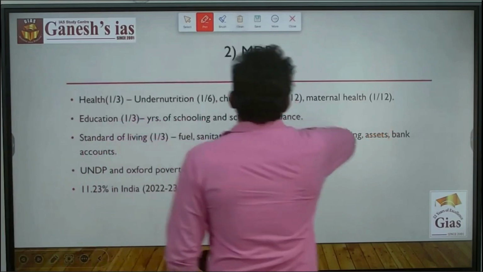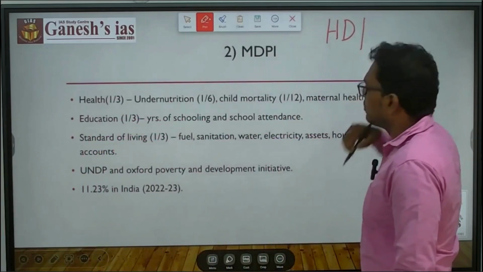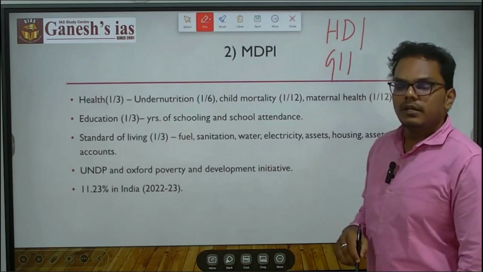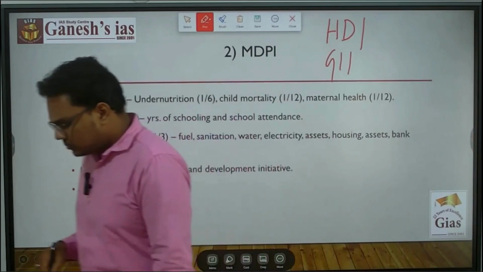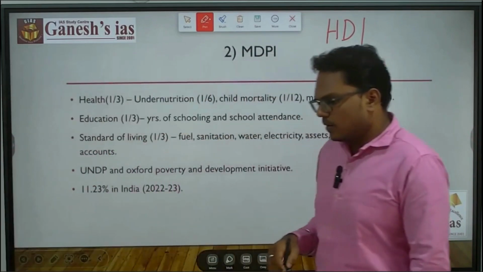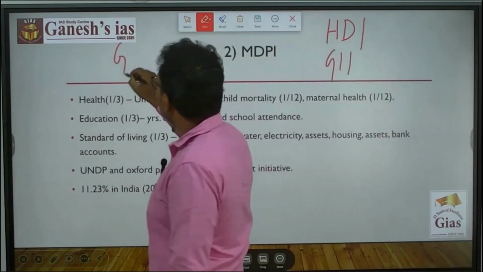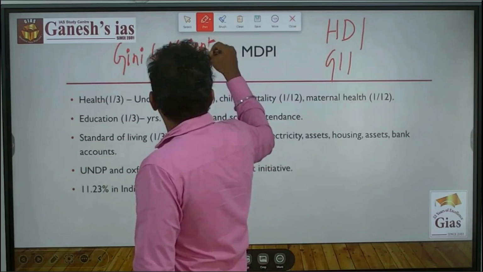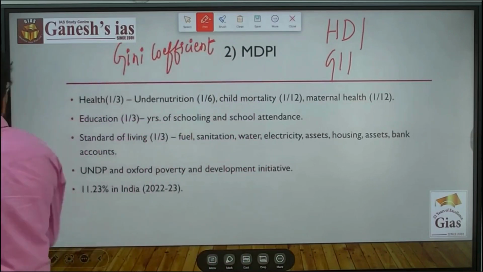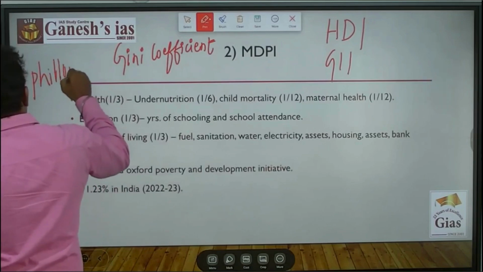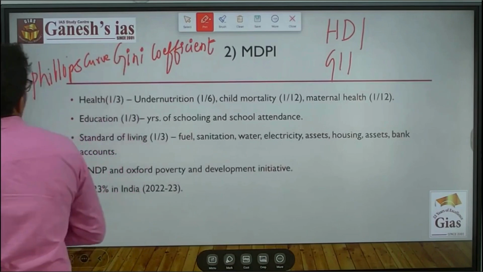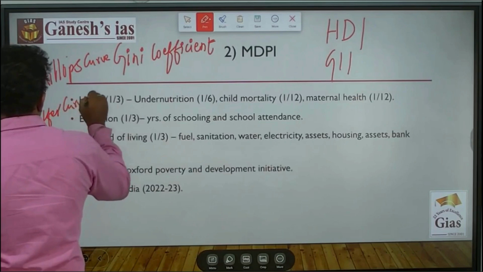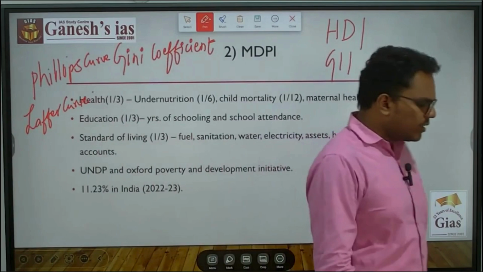So apart from that, you need to know what the Human Development Index is, its indicators and dimensions, and then the global inequality index, and what the Gini coefficient is, the Phillips curve, and the Laffer curve. All these terms you need to be aware of.